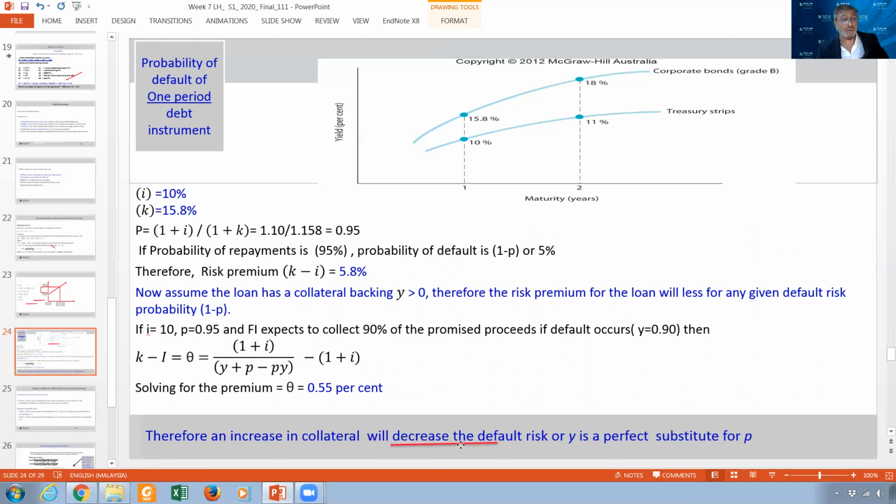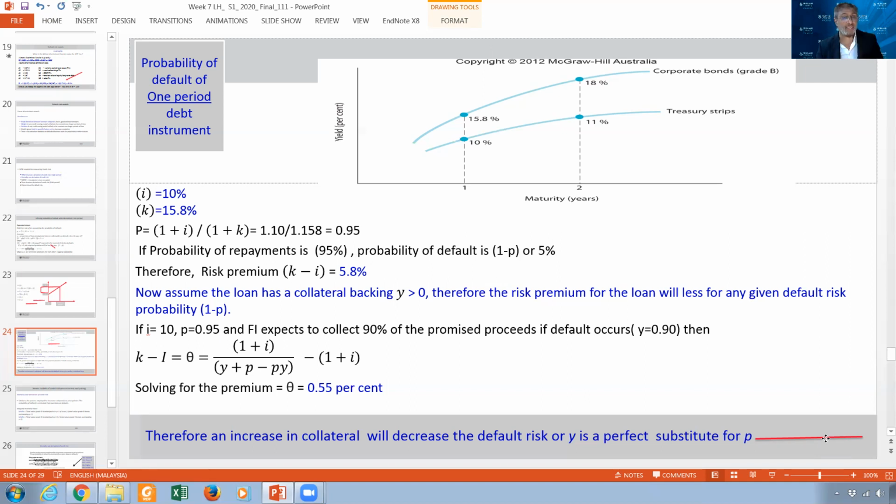Therefore, an increase in collateral will decrease the default risk, or Y is a perfect substitute for P. Or negative, when probability of payment is increasing, if you have a customer with high probability of payments, I will tell him you don't have to give me high collateral. It's okay, because if his probability of payment is high, then I don't need collateral.